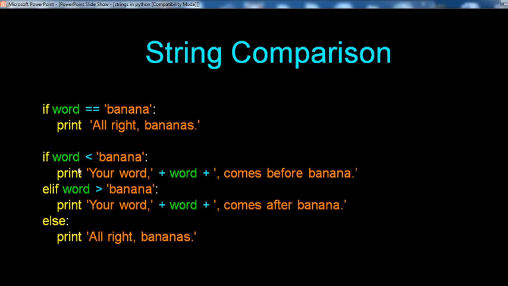What is the first condition? If word is less than banana, any word you are given that is less than banana, then print your word plus "comes before banana." That is displayed three times.